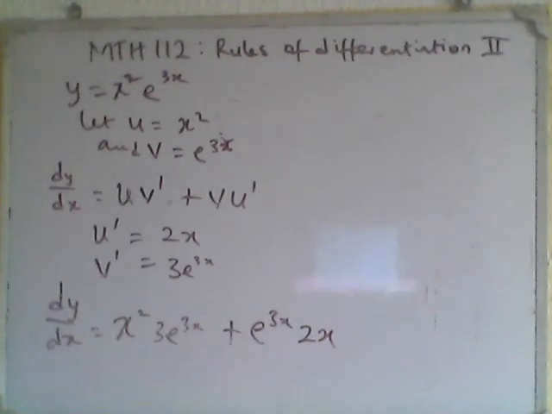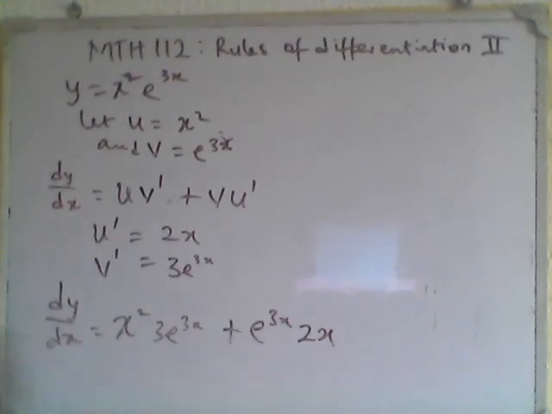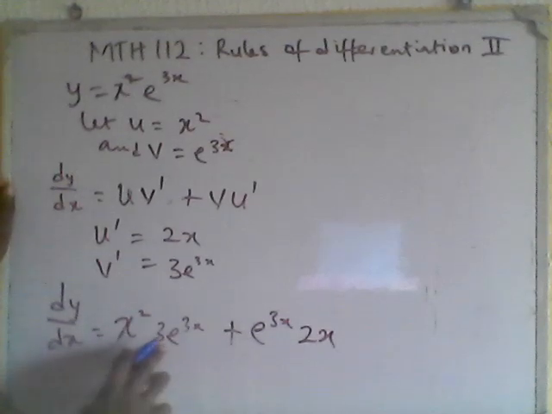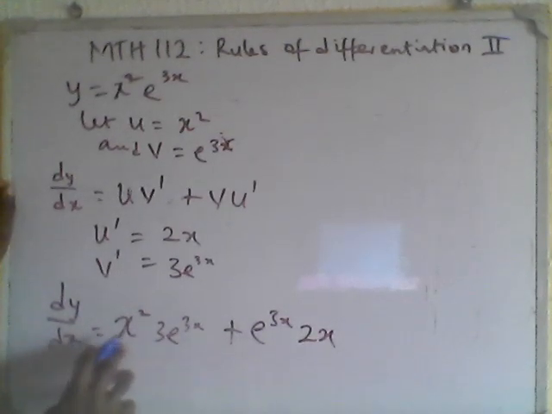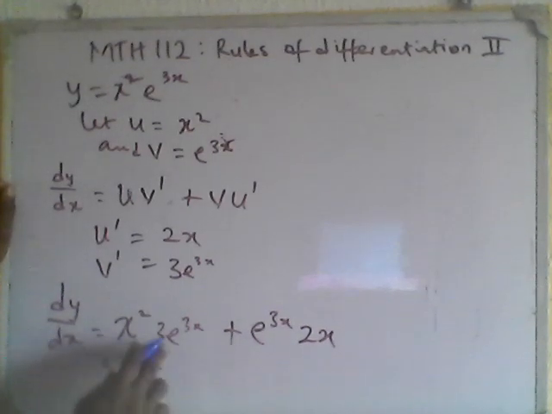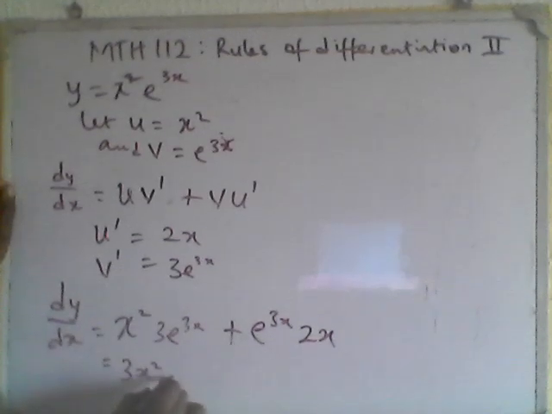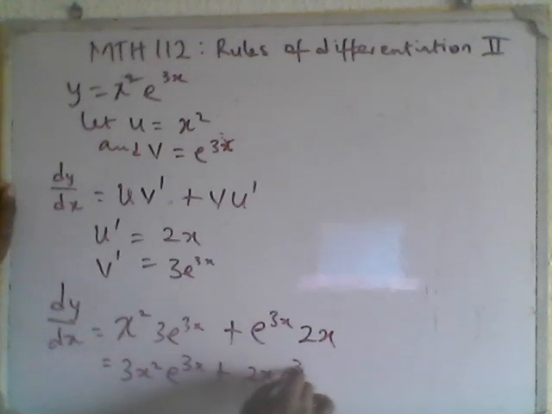I will simplify. It's commutative. I can change the positioning. But then 3 must come first. You write the numbers before the variable. So I have 3x squared. I'll just arrange the order. 3x squared, then exponential 3x plus, then 2x exponential 3x.